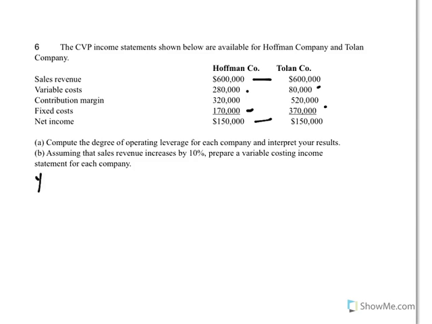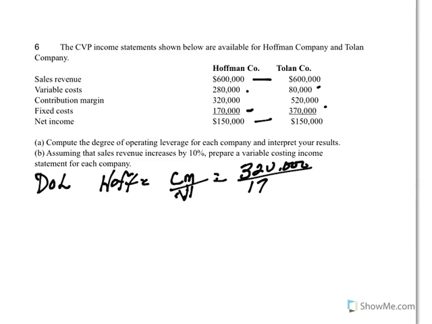First of all, they want the degree of operating leverage. Well, for Hoffman, that is the contribution margin divided by net income. Net income, which equals 320 divided by 170.